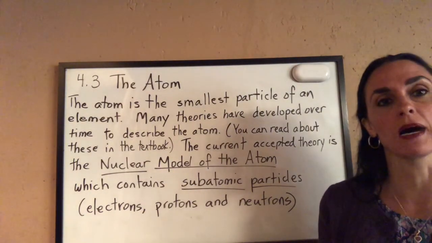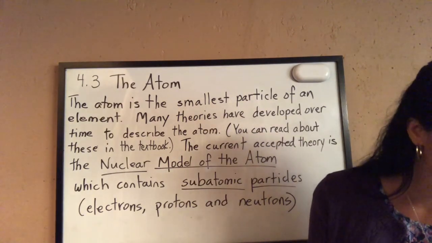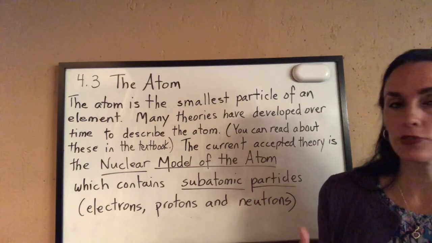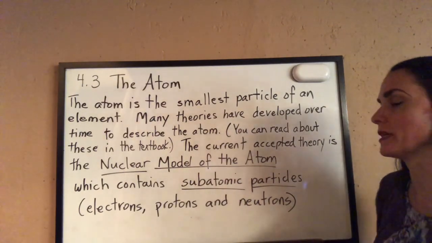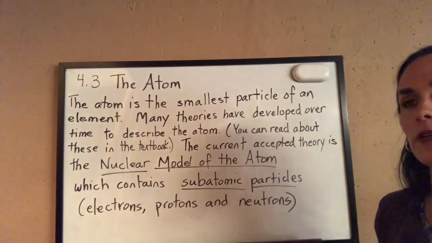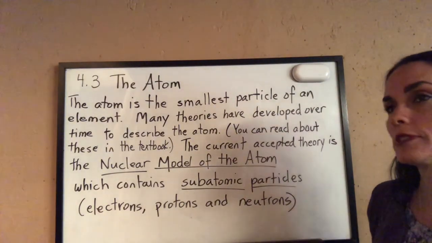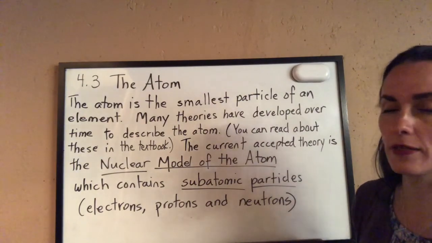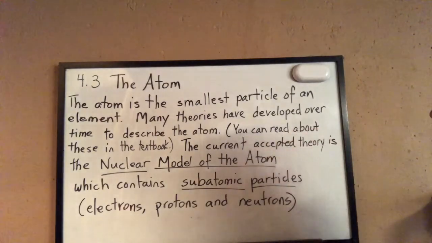J.J. Thomson's plum pudding model, Dalton's atomic theory, Rutherford's model. Look through those in the textbook just to get some background information. If you're going to take Chem 121, you'll talk about them in a little bit more detail, because atomic theory is done in more depth in that course. So you could just read through them if you would like to.